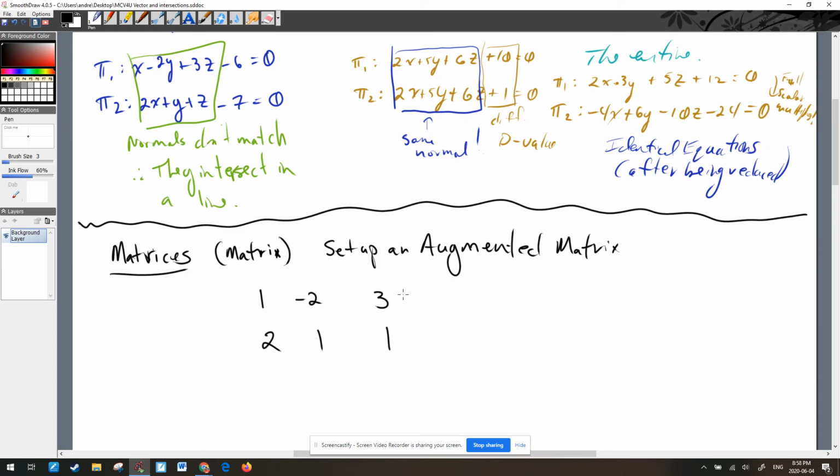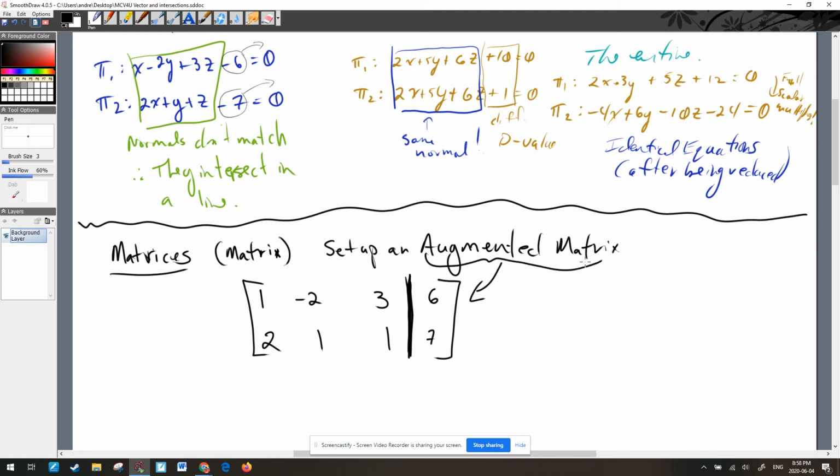The reason it's called an augmented matrix is because we put a line there. If it was a single character, it'd be called a pipe, but there's a line that goes there. We're going to take the D values and pop them to the other side. That's just how it works. So it's going to become +6 and +7, and we're going to enclose that in big square brackets. So this is our augmented matrix right there.